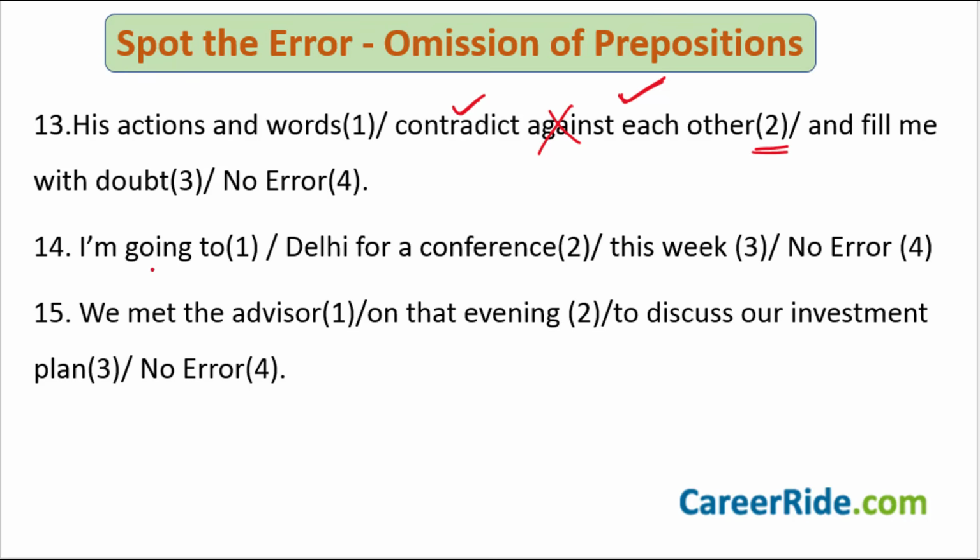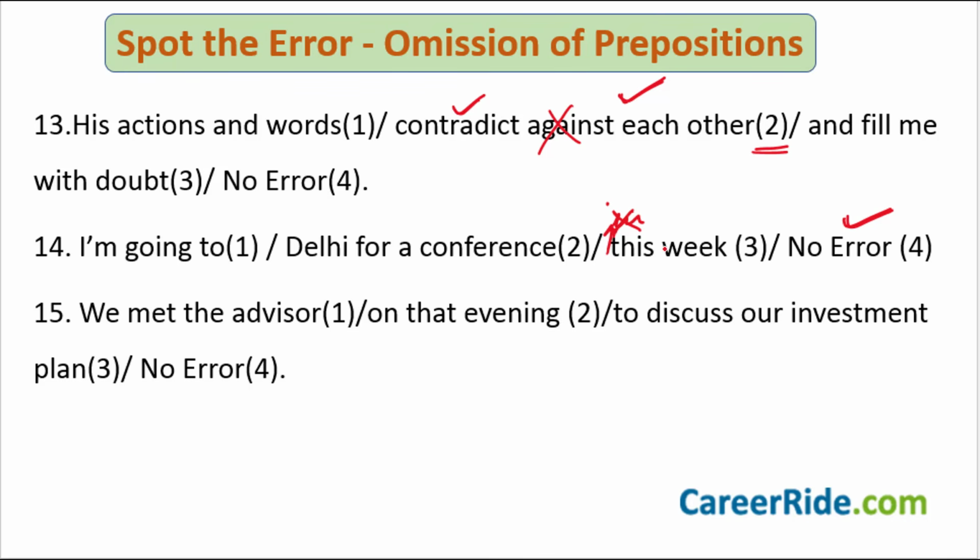Sentence number 14. I'm going to Delhi for a conference this week. And the fourth part says no error. Read it for yourself again. I'm going to, nothing, no mistake here. Delhi for a conference, no mistake here. This week. So this sentence doesn't show any error to me. So no error. But what they might do in the exam, they might give you an "in" here: I'm going to Delhi for a conference in this week. Now this becomes wrong. This in should not come here. And that is what they are going to do in the exam.